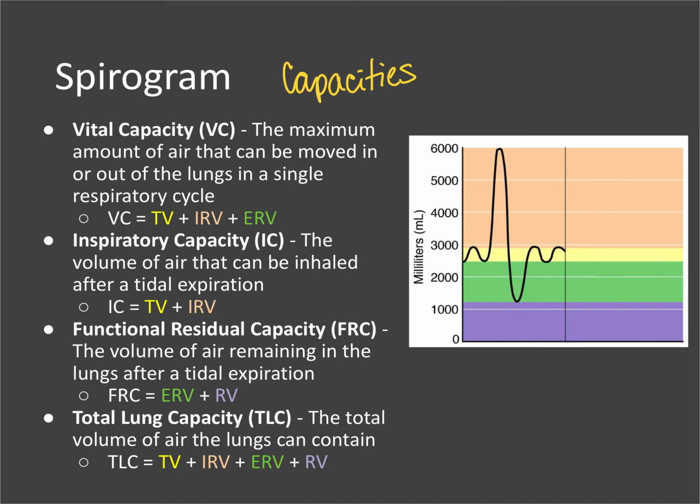This is the maximum amount of air that can be moved in or out of the lungs in a single respiratory cycle. And a single respiratory cycle is just one inhalation plus one exhalation. And you can see here that our vital capacity is just the addition of the tidal volume, inspiratory reserve volume, and expiratory reserve volume. So your vital capacity is essentially this area here.